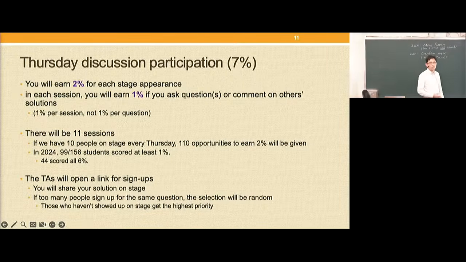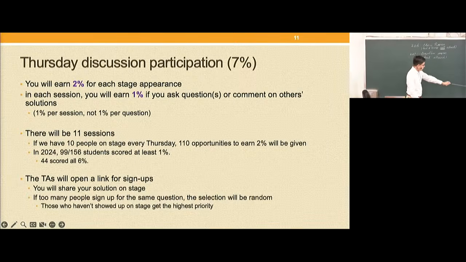If you don't want to say anything, fine. But if you do, two years ago almost 100 people got at least 1 point. And actually, 44 of them scored 6 points. In that year, the full participation was 6 points. This year, I increased it to 7.